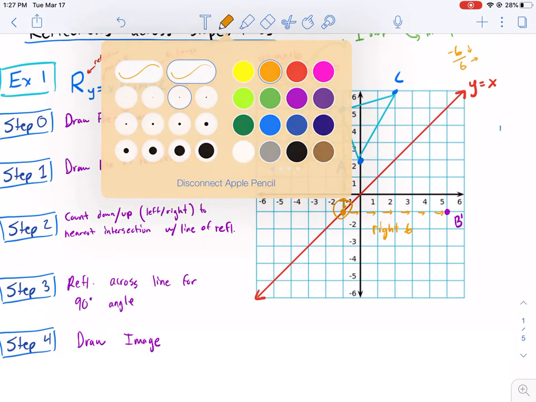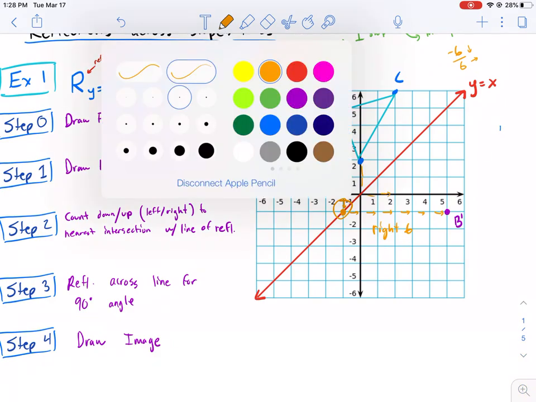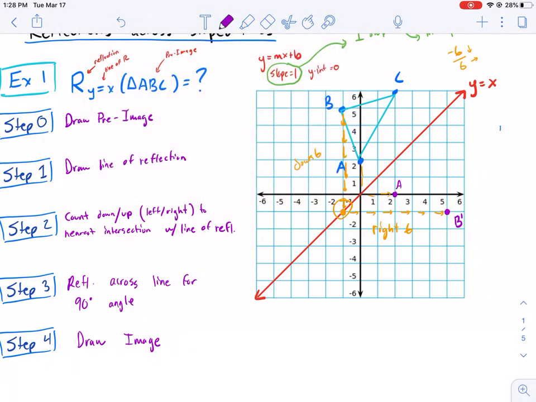So real quick, I'm going to finish counting. I go down 2 units for A, right 2 units. I have my A prime. I'm going to count 1, 2, 3, 4 units down for C, 1, 2, 3, 4 units to the right for C. There's my image, and I draw my shape, and what do you know? I have it reflected.